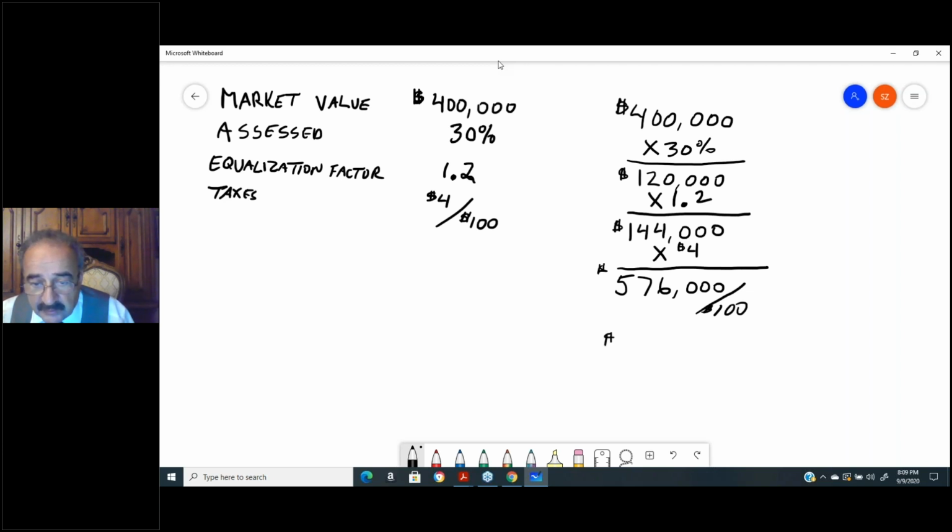Property taxes for the year, $5,760. That's how you solve this problem. Now the taxes for the year is $5,760. Sometimes on the exams, they're going to ask you for the first installment. Then you divide that number by 2. Sometimes they might ask you for the monthly taxes. Then you divide it by 12. So pay attention to what they ask you.